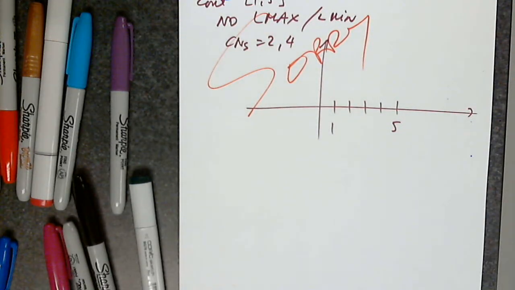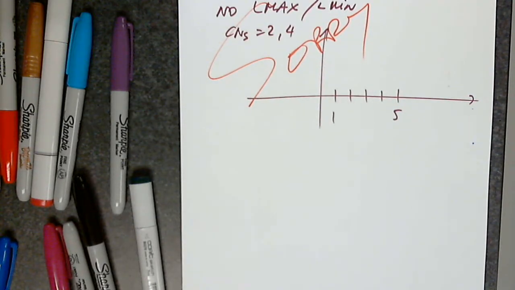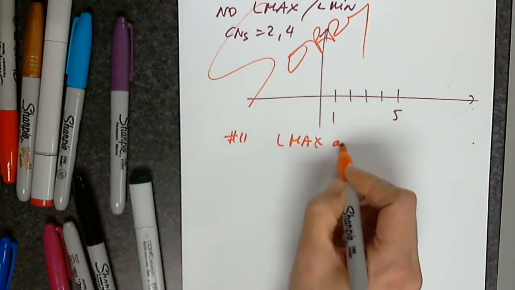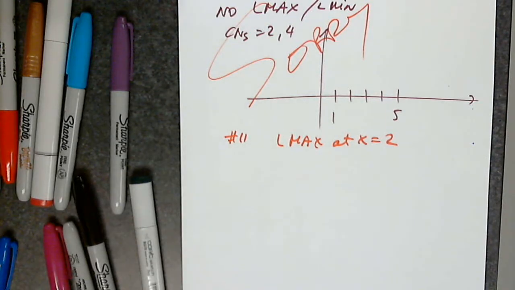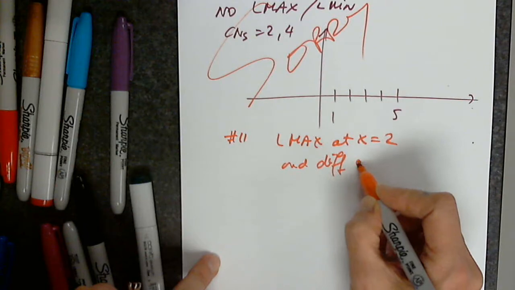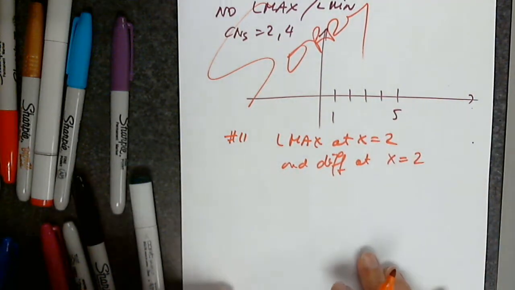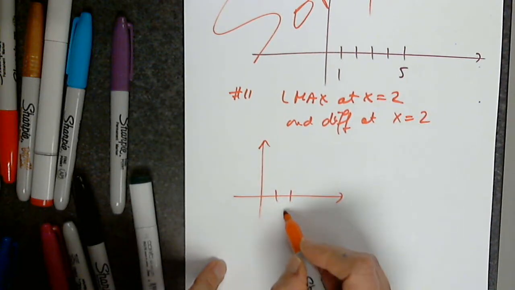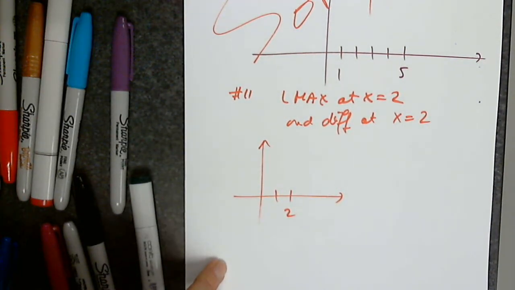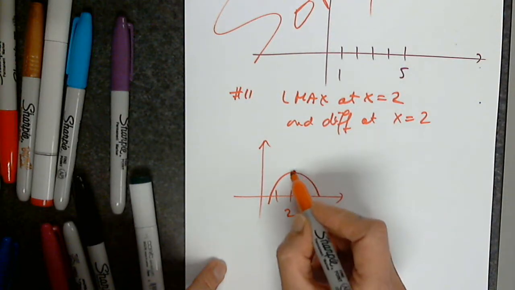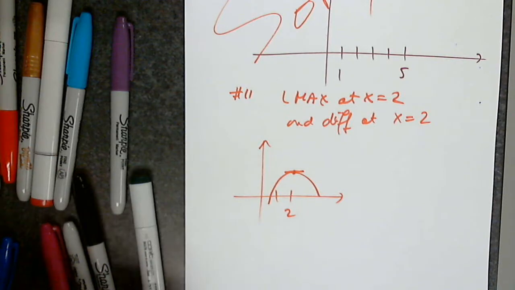Okay, number 11. Then starting from scratch. Sketch the graph of a function that has a local max at 2, local max at x equals 2, and differentiable at x equals 2. So it has a local max and is differentiable at x equals 2.